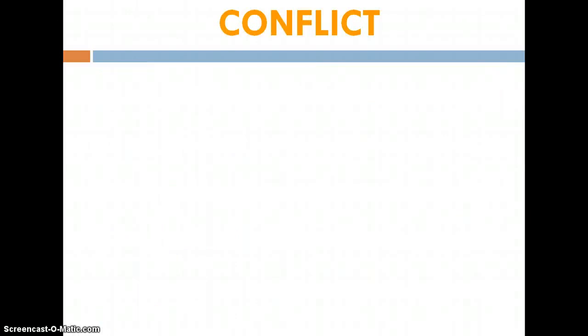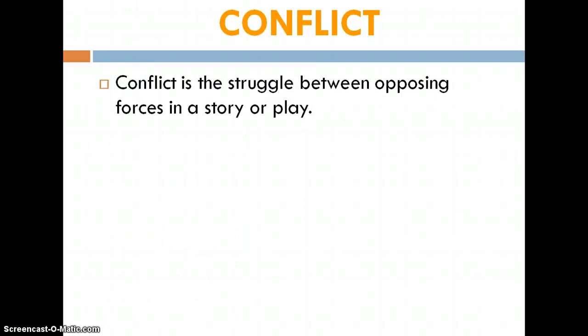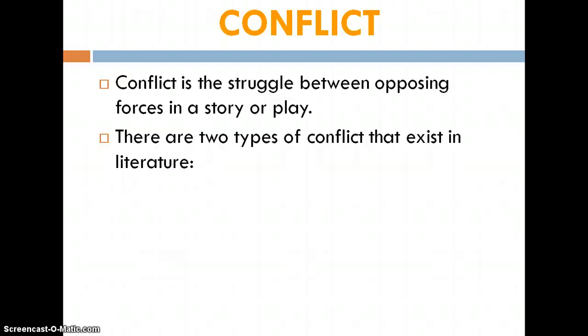Then there's the term conflict. Conflict is the struggle between two opposing forces in a story or a play. It doesn't have to be two characters. If one character's out in the elements in a snowstorm, that's two opposing forces. So it doesn't have to be two characters. But there are two types of conflict.